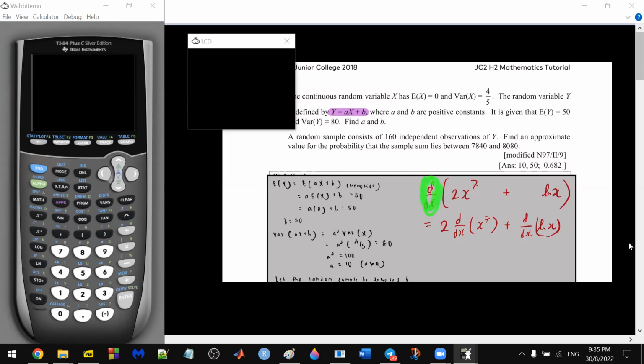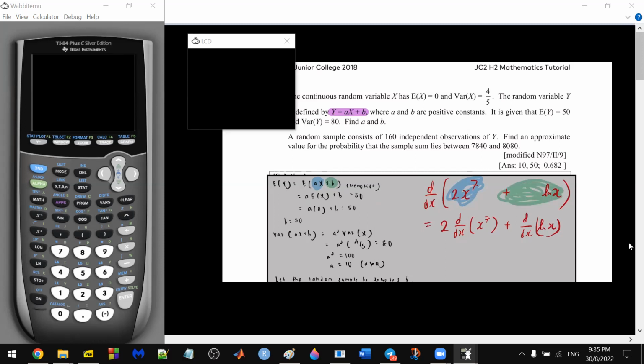The differentiation is a bit like expectation. A times x plus b. 2 times x power 7 plus b ln x. Can you see the pattern? Not really. Cannot see the pattern? Wait. I color code it. Blue color and green color. Can you see? Yeah.